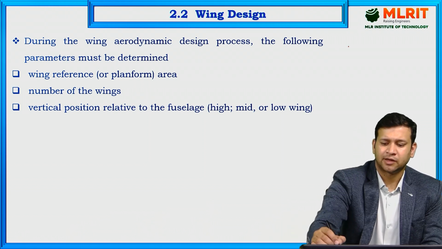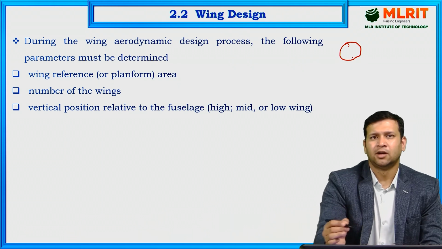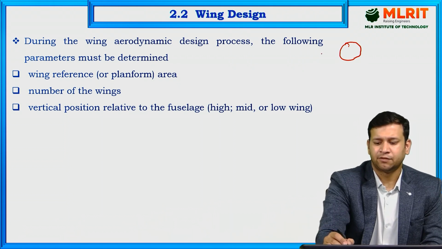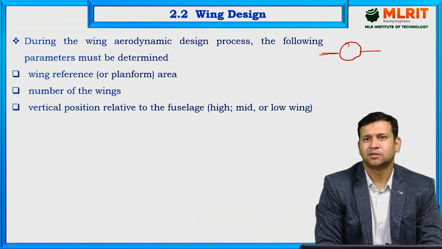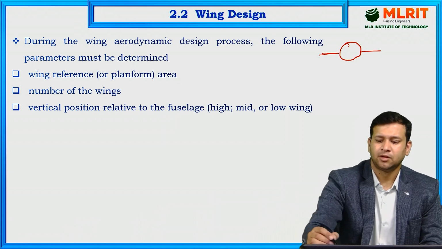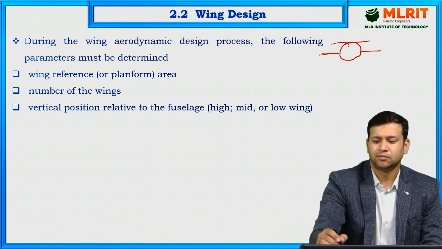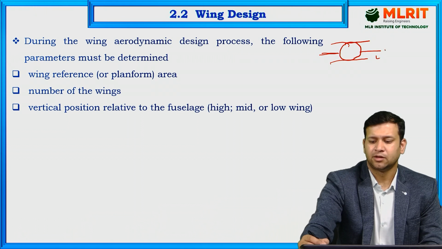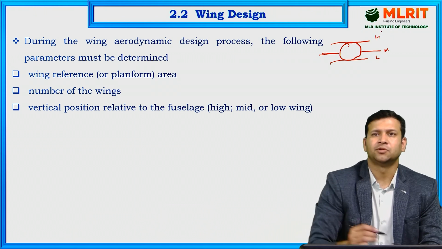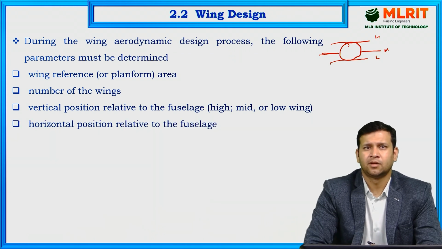For example, if this is the front view of the aircraft, and the wing is here, this is the mid wing position. If it is here, high wing position. If it is here, it is low wing position. So low wing, mid wing, and high wing position. This is with respect to the fuselage. Horizontal position relative to the fuselage.